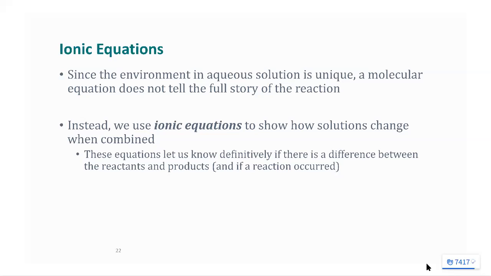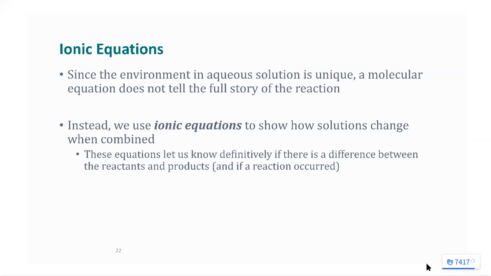Using ionic equations, we have a definitive way of seeing if a chemical process has occurred. Because if a chemical change has occurred, we will notice a difference between the reactants and the products. In some kind of way, we will have gone from ions on one side to something that's non-ionic on the other. Or maybe it's the opposite. We start with something that's non-ionic and show it splitting apart.